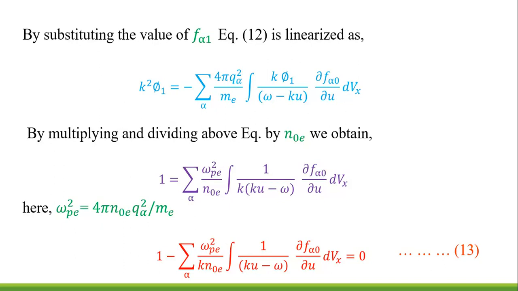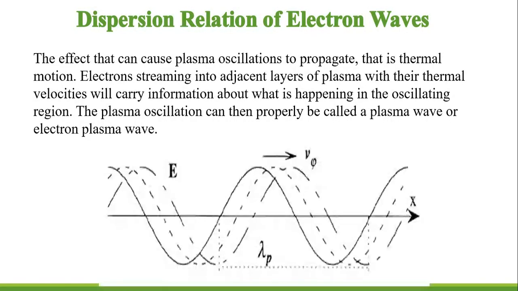Now we will first calculate the singularity here, 1 over ku minus omega, and then we will make use of the Maxwellian distribution function. We will differentiate the Maxwellian distribution function with respect to u, and then whatever we get we will substitute into this equation number 13 and do the necessary mathematics.